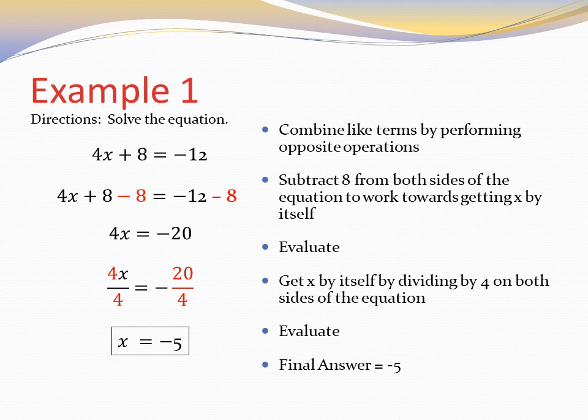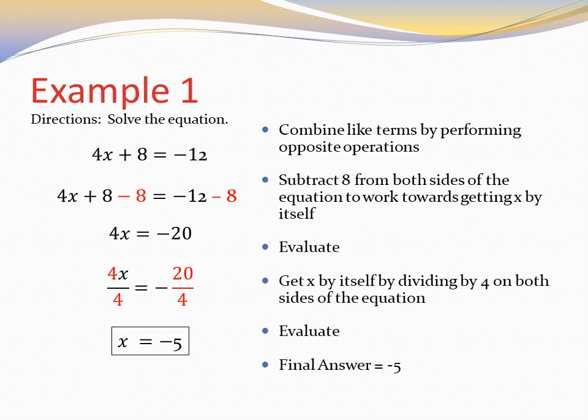The directions say to solve the equation. The idea here is that we want to solve for the variable x. So when you read this equation, 4x plus 8 equals minus 12, you have 4 times x plus 8 equals minus 12. So the first step when we try to isolate a variable is to combine like terms and then try to isolate just the variable.